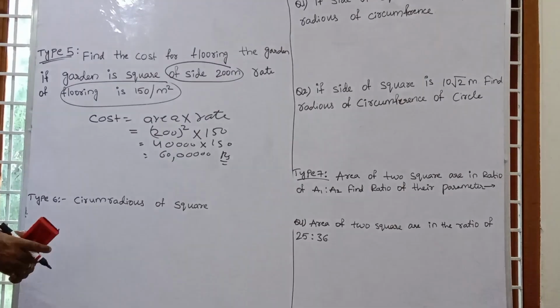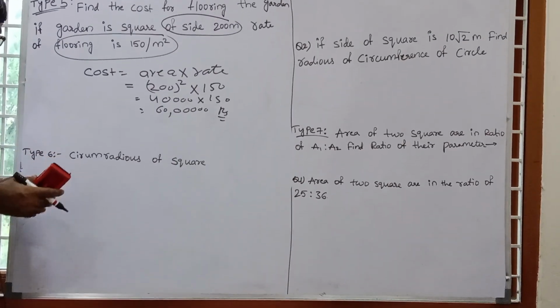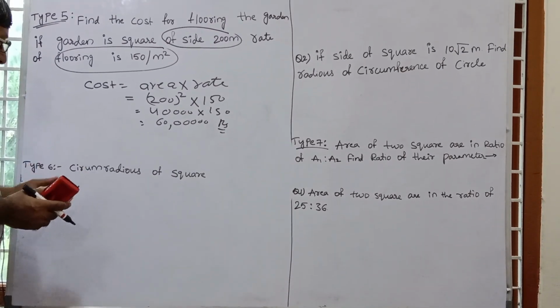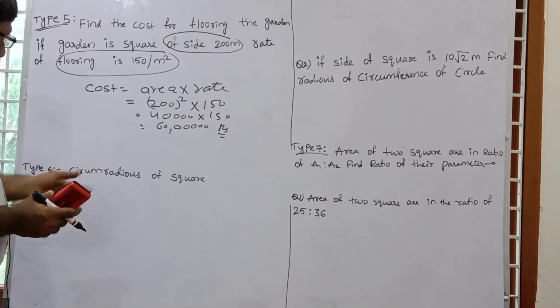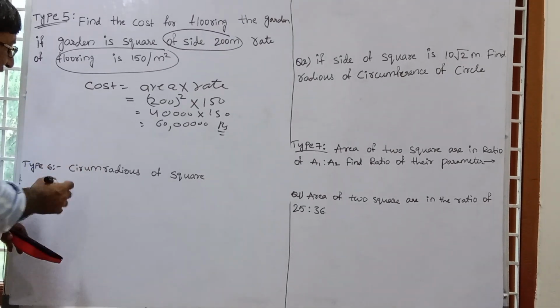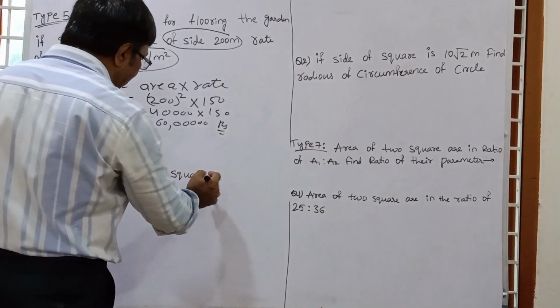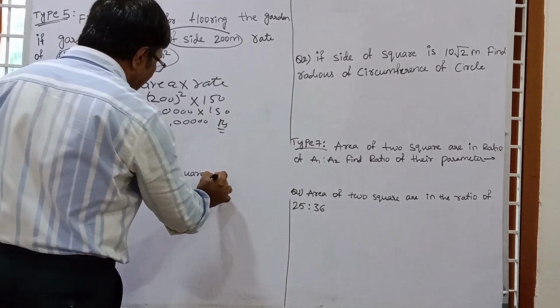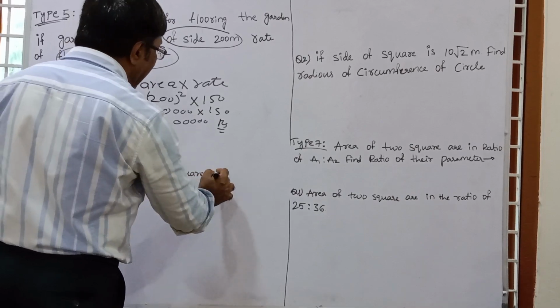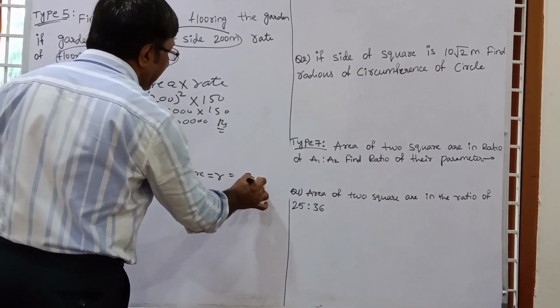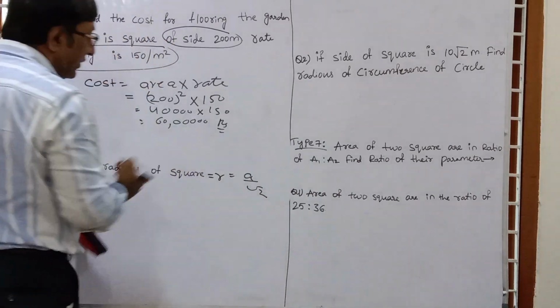Now type number 6 is also a very important question and a very important concept. Lot of students are confused in this section. So see, what is type number 6? Circumradius of a square. What is the circumradius of a square? This is the circumradius of a square. You can say R equals A by root 2. How is this A by root 2?